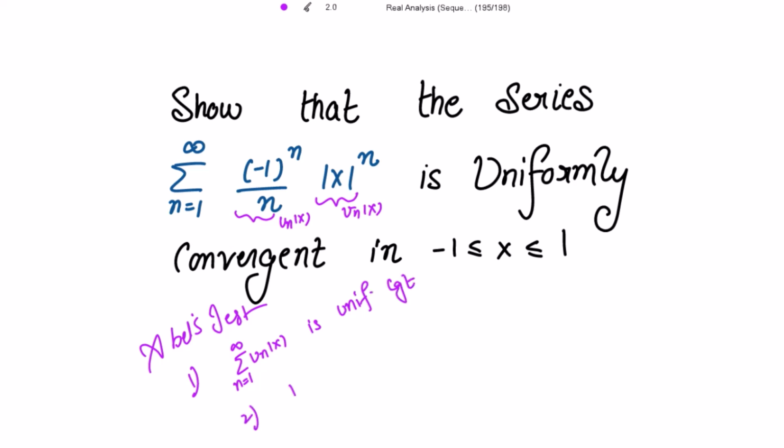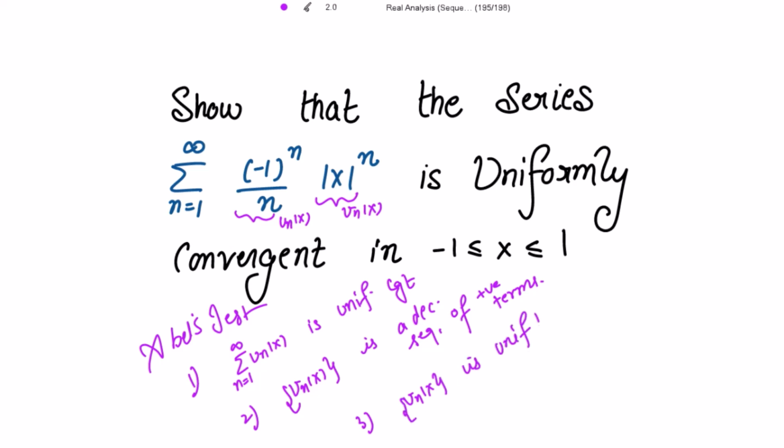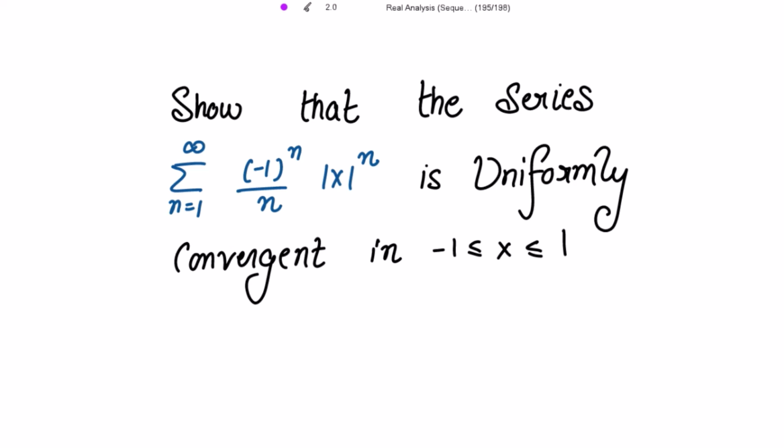Second, to show that this v_n(x) sequence is a decreasing sequence of positive terms. And third, to show that this v_n sequence is uniformly bounded. If we are able to show all these three things, then we say that by Abel's test, this given series is uniformly convergent. So let's move on to the proof now.